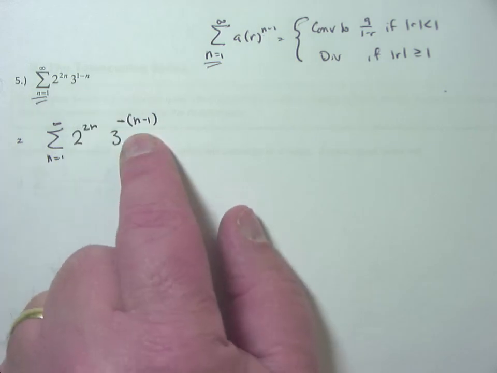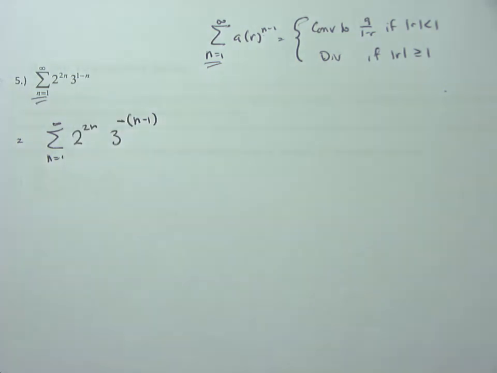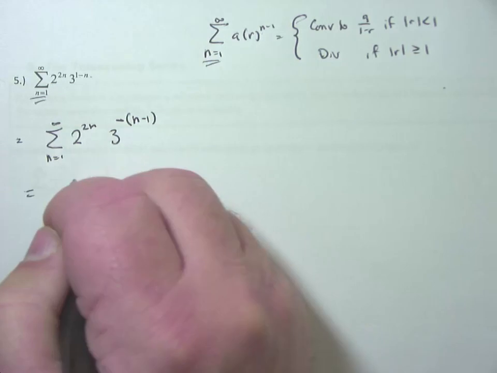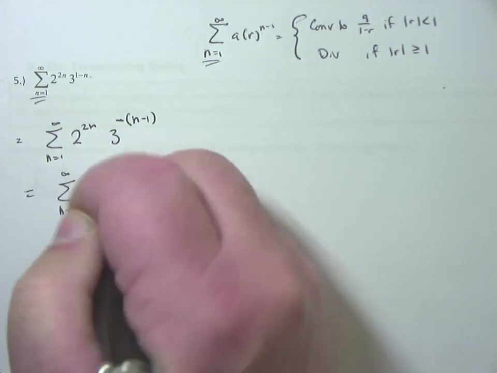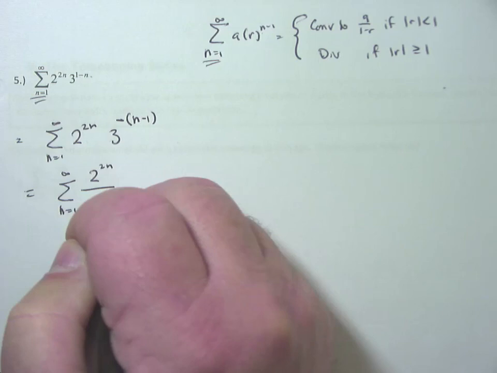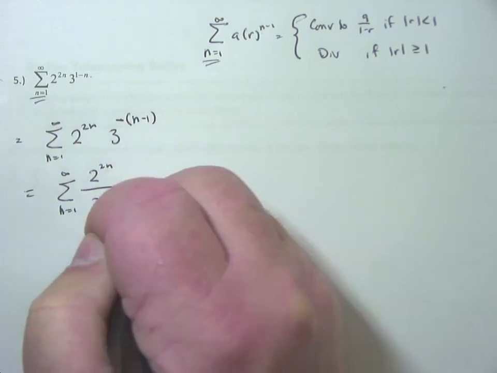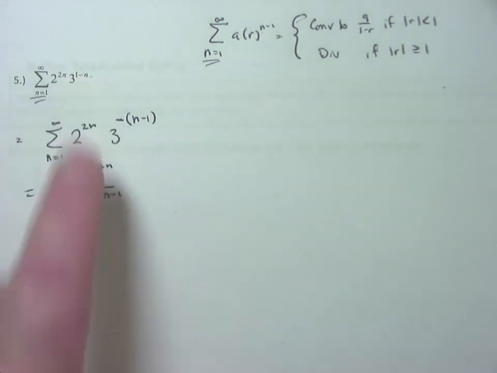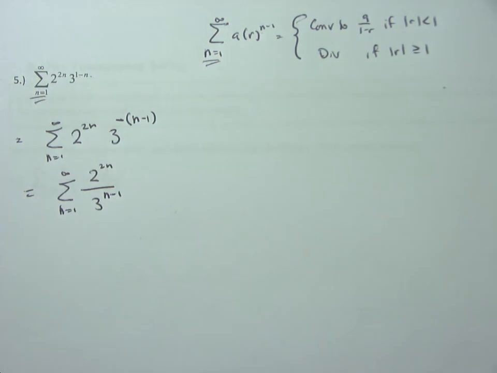The reason I wrote it like this is where the negative exponents get to go. I'm working exponential properties here. Where do you get to put negative exponents? To the denominator. So that 3 to the 1 minus n will turn into the sum as n goes from 1 to infinity of 2 to the 2n divided by 3 to the n minus 1. The negative exponent goes on the bottom and becomes positive. Now I've got to focus on my numerator.